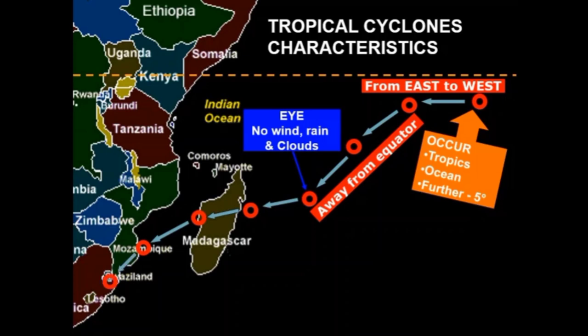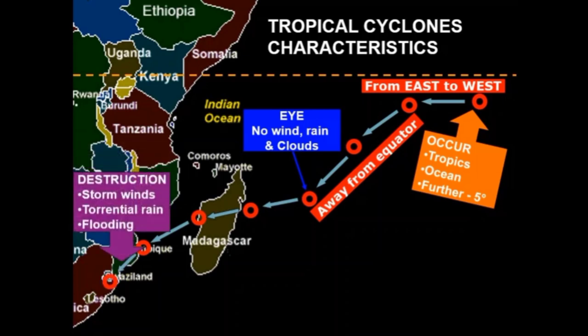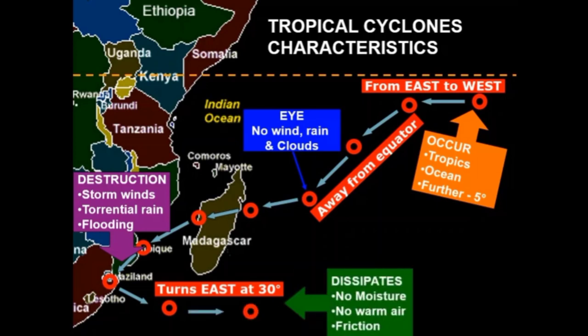Then it moves further, and when it gets to 30 degrees south of the equator, it turns east. The reason it turns east is that it now moves into the westerlies. The western wind belt is now forcing it to move in an easterly direction. Ladies and gentlemen, destruction, strong winds, you will get flooding, people will lose their houses.